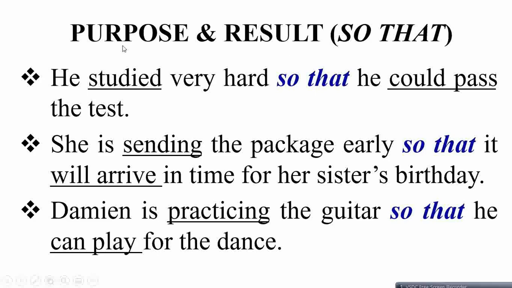Clause followed by the conjunction "so that", and now he could pass the test. With regards to this tense, this is going to be a future tense and this is your result clause. Because he studied hard, that led him to pass the test.